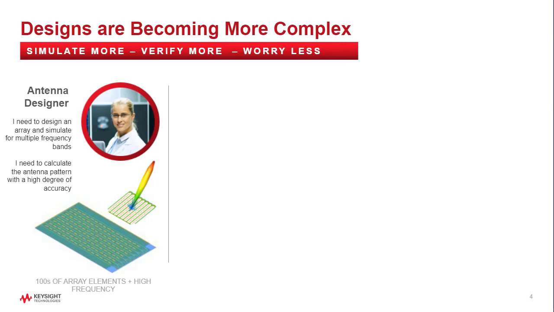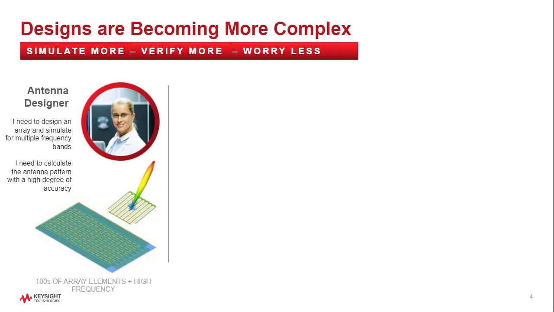So here's an antenna designer. The antenna designer needs to design antenna arrays, and in this case, they're simulating for multiple frequency bands and trying to calculate a very accurate beam steering. So why is this problem difficult to solve with electromagnetic simulation? It's because there's hundreds of array elements, and pushing up to very high frequencies. This particular design is a millimeter wave design, so we're talking more than 100 gigahertz. So that's going to create an EM problem that has a lot of tetrahedrons to solve.